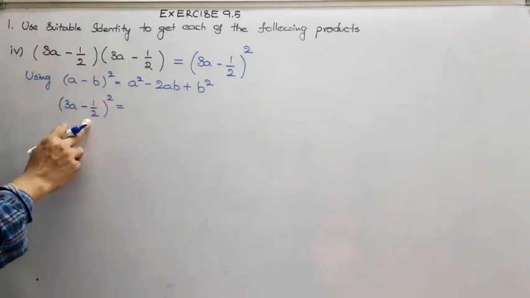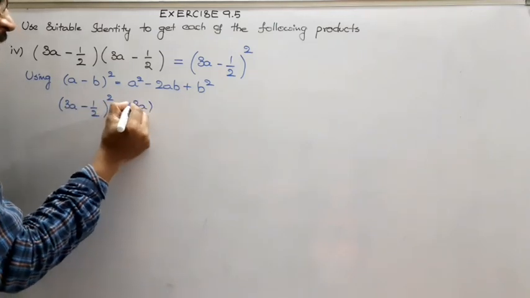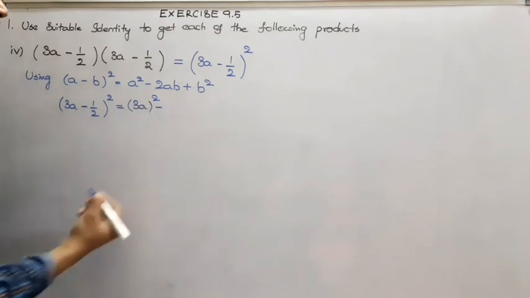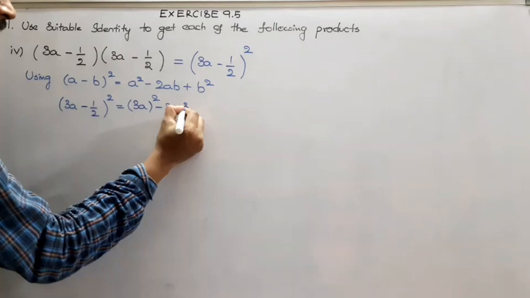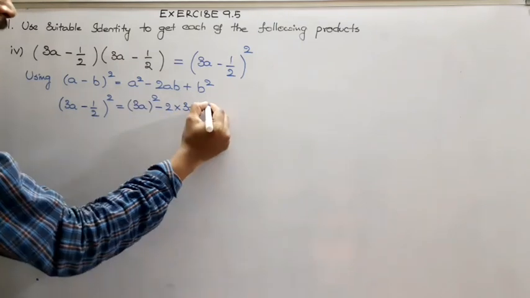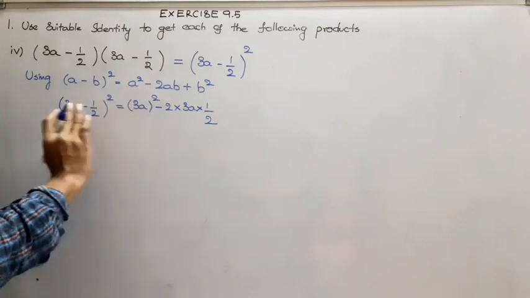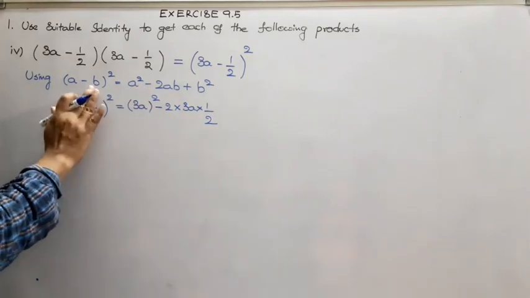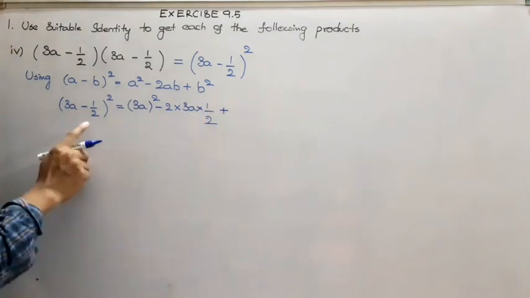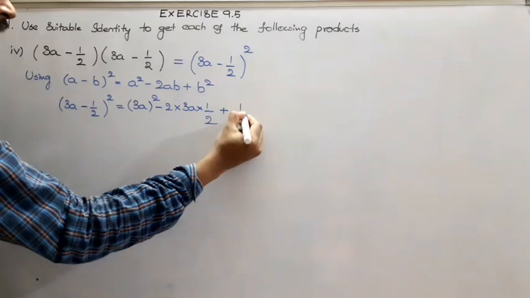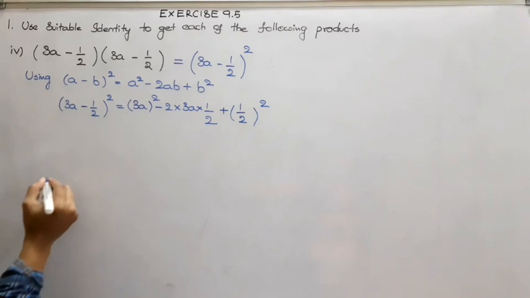So let us expand this: (3a minus 1 by 2) whole square. We have a as 3a, so a square means (3a) whole square, minus 2 into a, which is 3a, and b, which means 1 by 2, not minus 1 by 2, because they already gave the minus in the identity itself. So no need to consider b as minus 1 by 2. Hope you understood. Plus b square means (1 by 2) whole square.